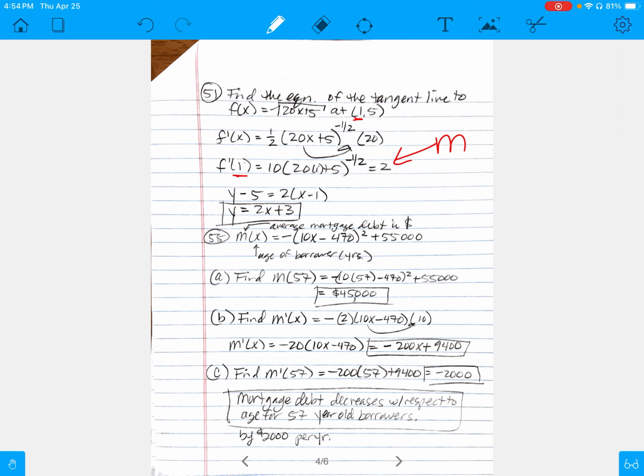Then we use our point-slope form, y minus y1 equals m times (x minus x1). So we have y minus, well, the y value of the point that we were given was 5, so y minus 5 equals m, which we found to be 2, times the quantity x minus the x value that we were given in the point, which was 1. And then when we distribute the 2 and add the 5 to the other side, that's where we get this equation of y equals 2x plus 3.